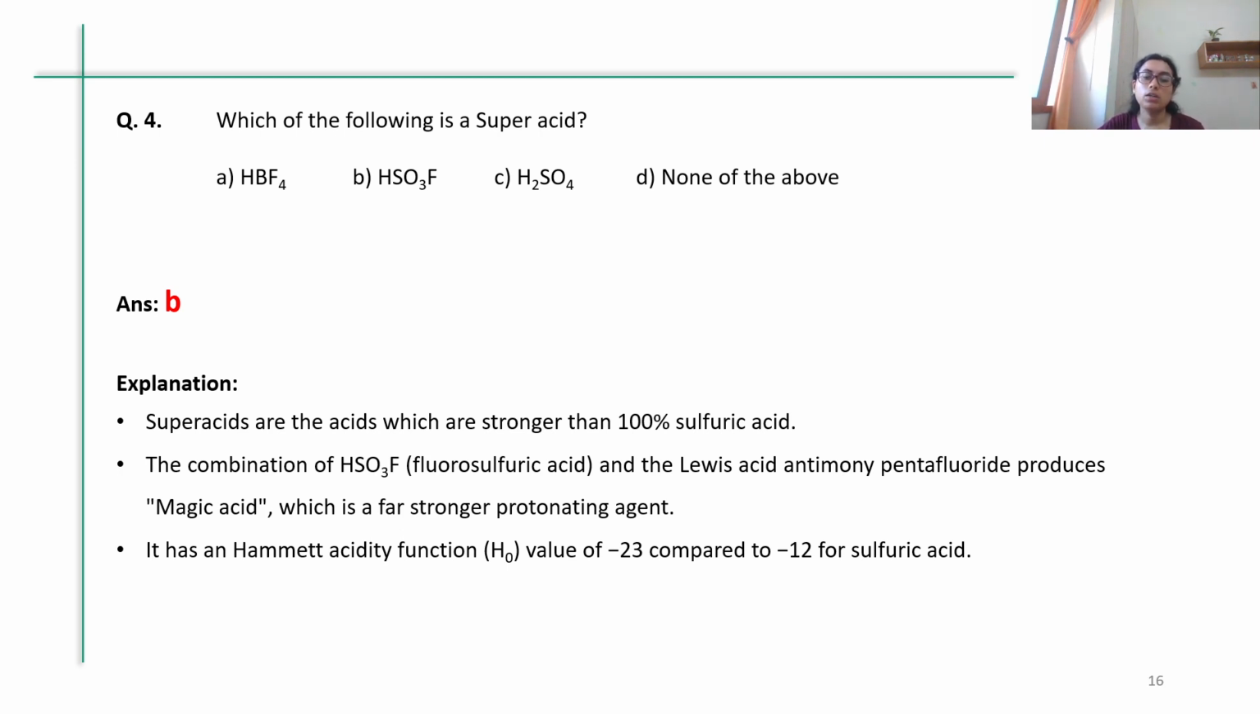Now the combination of HSO3F, that is fluorosulfonic acid, and the Lewis acid antimony pentafluoride produces magic acid, which is a far stronger protonating agent than only sulfuric acid. And this strength of its acidity can be measured by the Hammett acidity function, that has the value of -23 compared to -12 of sulfuric acid. So what does this Hammett acidity function mean?